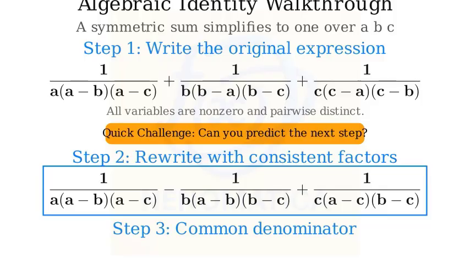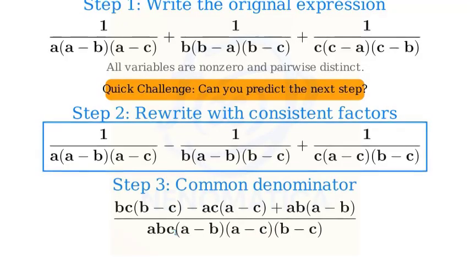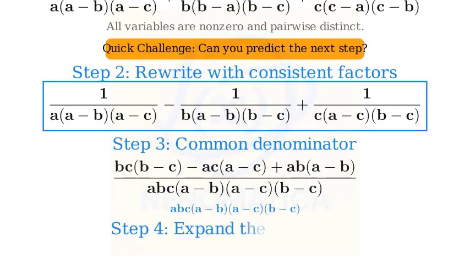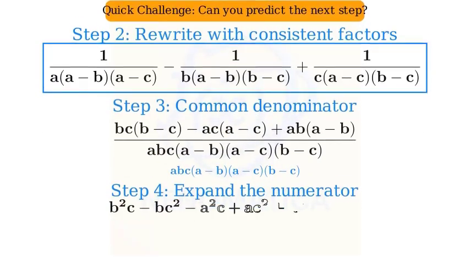Step 4. Expand the numerator carefully. Step 5. Group the terms to prepare factoring by pairs. Step 6. Factor each group. Notice common factors appear.